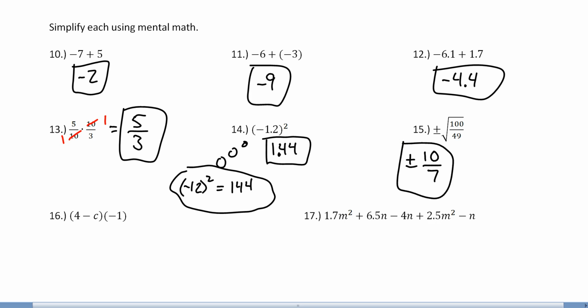This one, we're going to do our distributive property, and it's okay to go ahead and distribute backwards with that negative 1. So I distribute that negative 1. That gives me a negative 4 plus a c, and that's it. That's all it asks me to do.